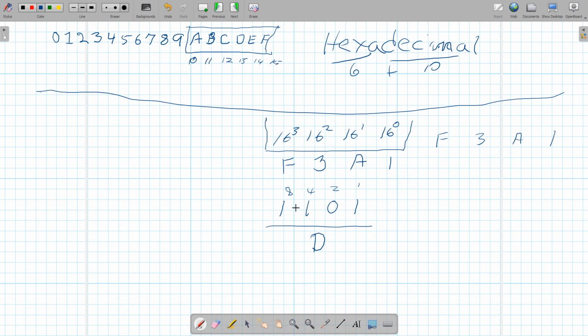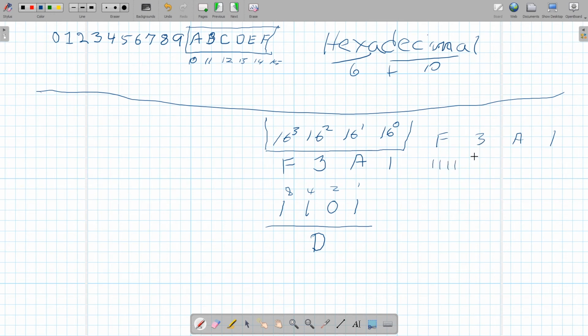Well, guess what 15 is here? It's 8 plus 4 is 12, plus 2 is 14, plus 1 is 15. It's F, since all 4 digits are 1 in binary.